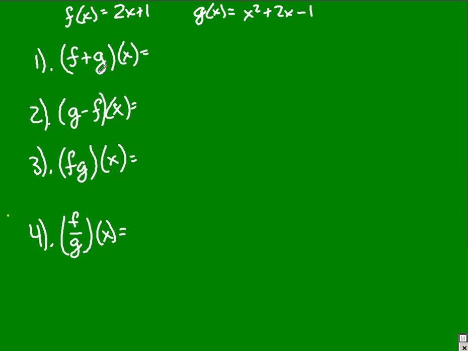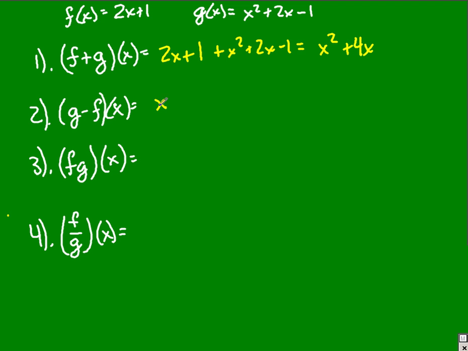So for this one, they want us to add. So all we're going to do is add these two. So f of x is 2x plus 1. G of x is x squared plus 2x minus 1. All I'm going to do is combine like terms. I have an x squared, I have a 4x. My negative 1 and positive 1 cancel out. So that's my new combination.